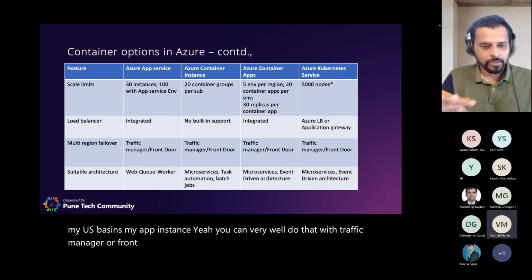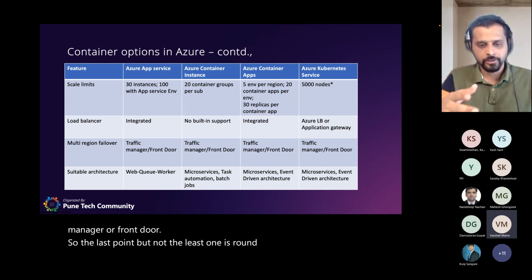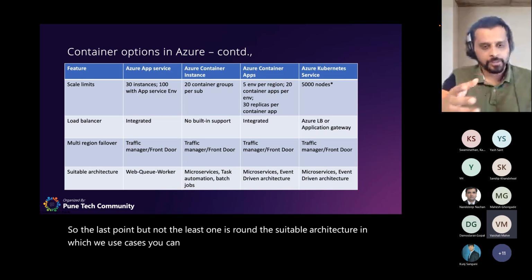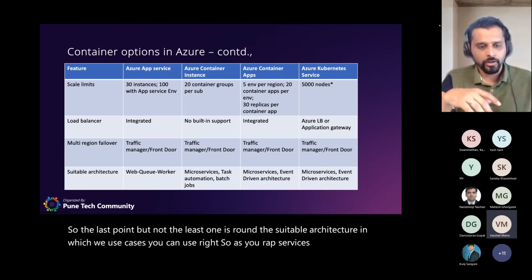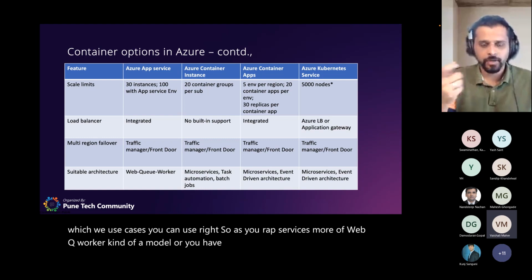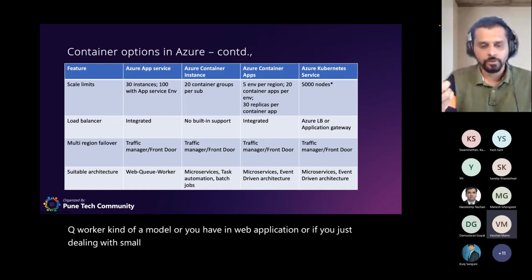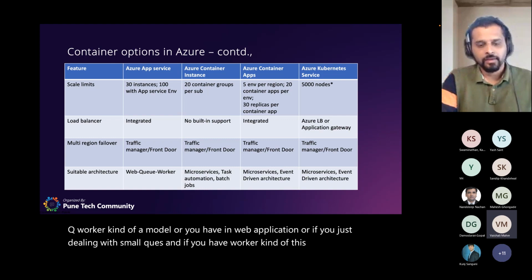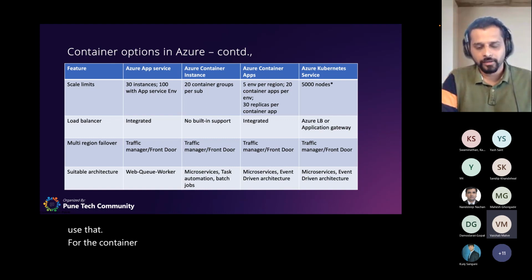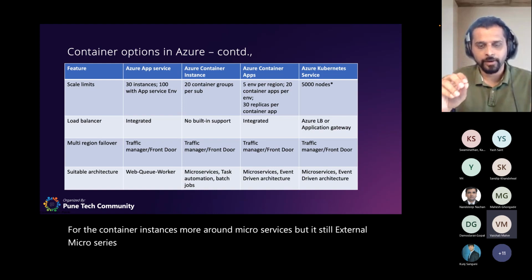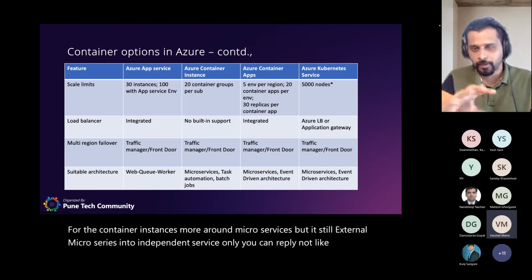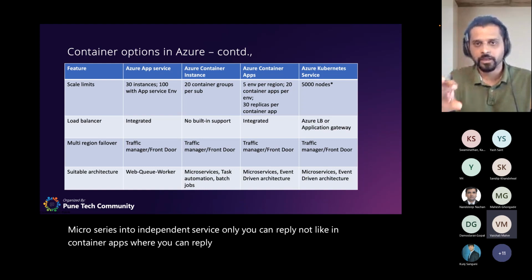The last point, but not the least, is around the suitable architecture, in which use cases you can use each. Azure App Service is more of a web-queue-worker kind of model, where you have a web application, or if you're just dealing with small queues and a worker, you can use that. For the container instance, it's more around microservices, but it's all standalone microservices. Only an independent service can be deployed, not like in container apps where you can deploy multiple microservices into a single environment.